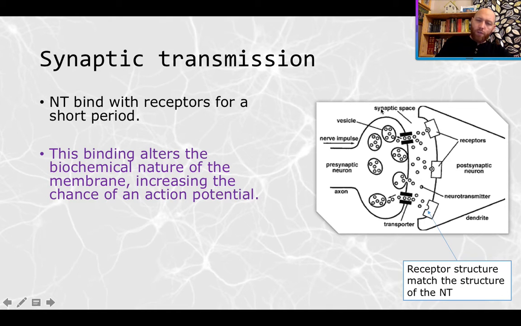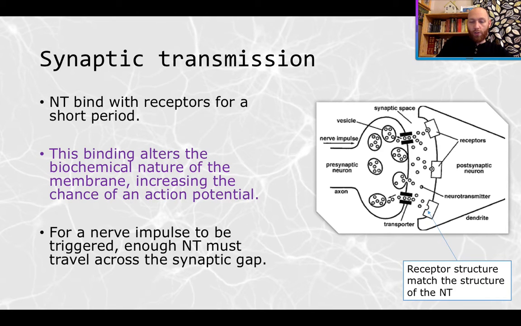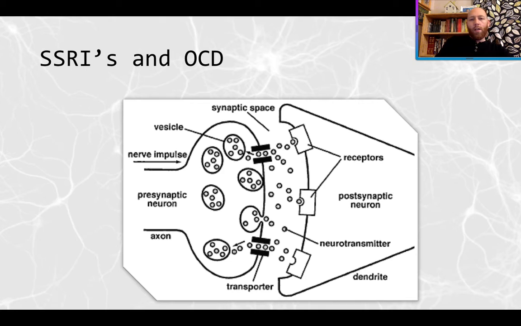When the binding does occur to these receptors, it alters the biochemical nature of the membrane, and if enough neurotransmitter binds, it can generate an electrical potential, an action potential, which is the nerve impulse. Nerve impulses will only trigger, though, if enough neurotransmitter travel across the gap, bind to receptors, and have a significant biochemical effect on the postsynaptic membrane. Let's have a look at a practical example then.